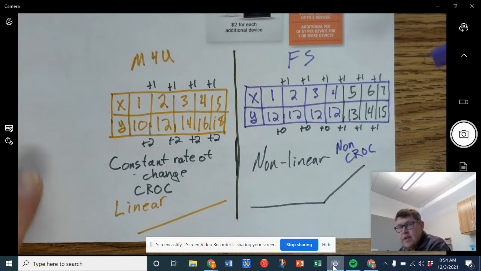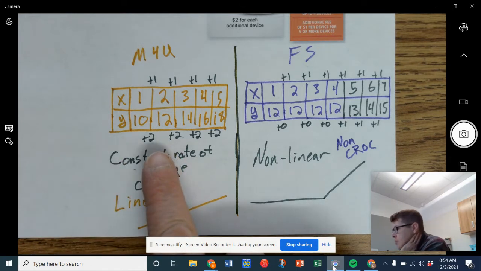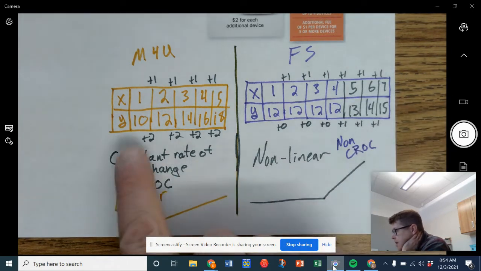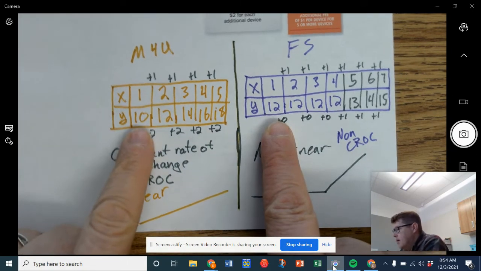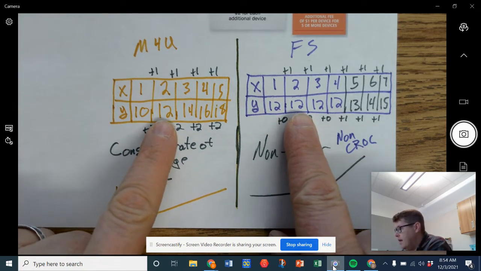What do the two plans have in common? Well, they both charge for additional devices, but their price points are different, right? So when is Movies for You a better deal than Family Stream? Well, let's compare it. One device, right? Movies for You is a better deal, but once you hit 2 devices, that's when they have the same price.